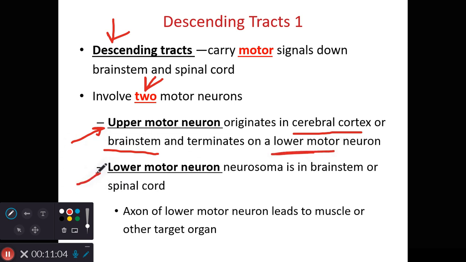The lower motor neuron is going to have its neurosoma either within the brainstem or within the spinal cord, depending on where it's located and its function. For me personally, I always like to diagram it out and think of it as the lower motor neuron having its cell body, or neurosoma, within the spinal cord. So we start in the brain, go to the spinal cord, and then we start at the spinal cord and go to the target organ. So this axon of the lower motor neuron is actually going to exit the central nervous system and go into the peripheral nervous system to hit its target organ.